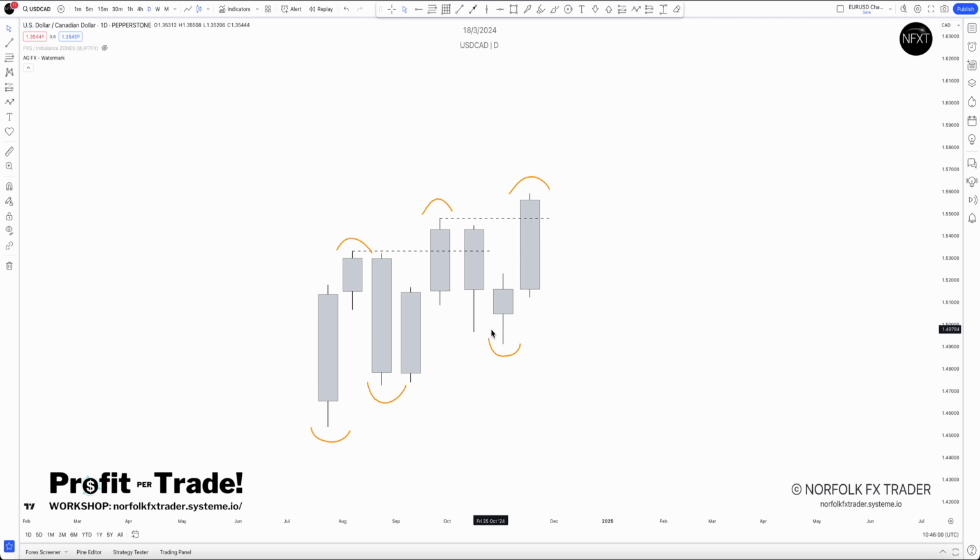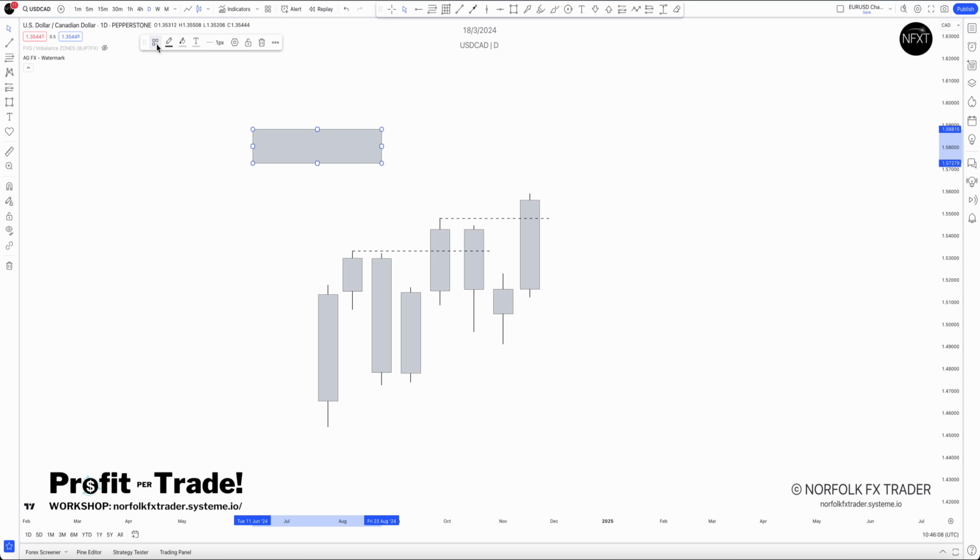And the same when we're looking for areas of supply. Let's remove all those off. So we're marking on areas of supply and demand. Well, we're going to mark them off, and we just make this a daily zone.